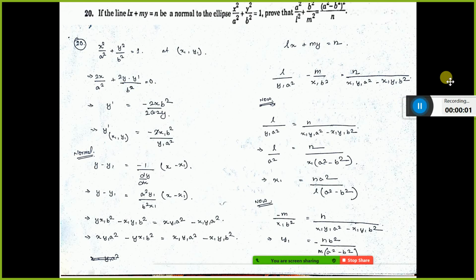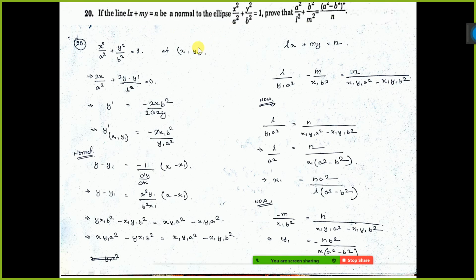Sum number 20. If the line lx plus my equal to n is a normal to the ellipse, prove that this equals this. So we have to do this one. Actually this line is a normal.